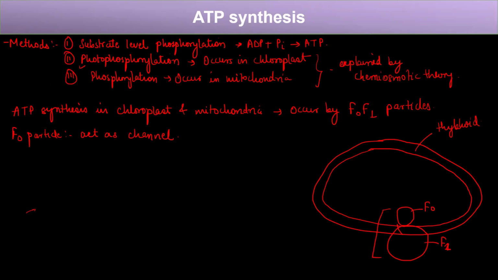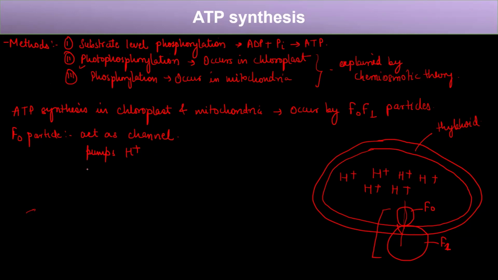A channel basically allows the movement of something across the membrane through it, right? So if it is a channel, something will move across it. The F0 particle acts as a channel and it pumps. Here we know that we have a proton gradient, because of which in the lumen we have a high concentration of H plus, right? So it will simply pump this H plus ion.